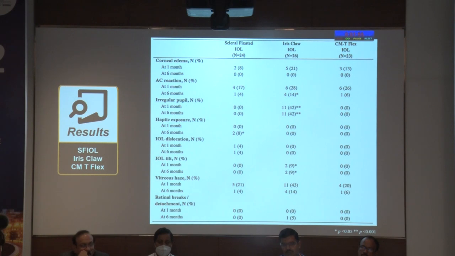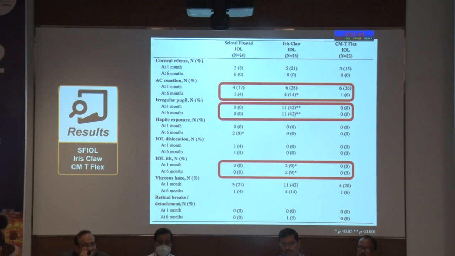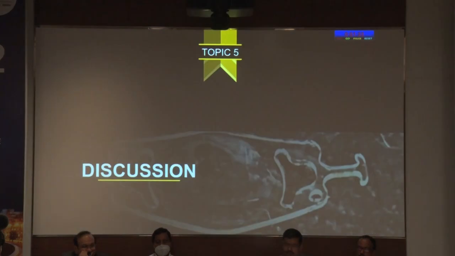Now I come to the more important part, the undesirable effects. We saw that corneal edema, IOL dislocation, or vitreous haze were similar in all three groups. Whereas when I talk about AC reaction, irregular pupil, or IOL tilt, of course, the iris claw lenses were noted to be significantly higher. And there was haptic exposure in a couple of patients with the standard scleral fixated lens.